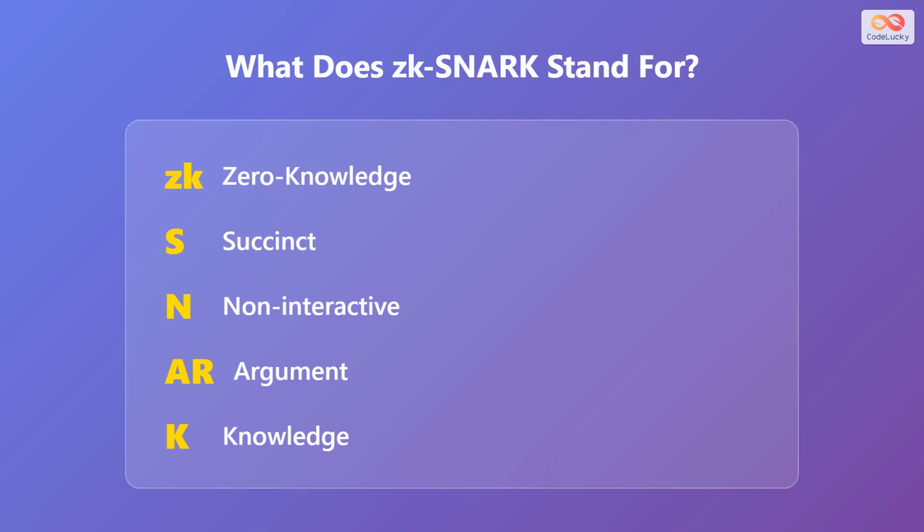Let's break down what zk-SNARK actually means. The letters zk stand for zero knowledge, which means proving something without revealing any information. The letter S represents succinct, indicating that the proofs are extremely small and fast to verify. N stands for non-interactive, meaning the proof can be verified without back-and-forth communication. R represents argument, which refers to the computational soundness of the proof. Finally, K stands for knowledge, emphasizing that we're proving knowledge of specific information. Together, these properties create a powerful cryptographic tool.